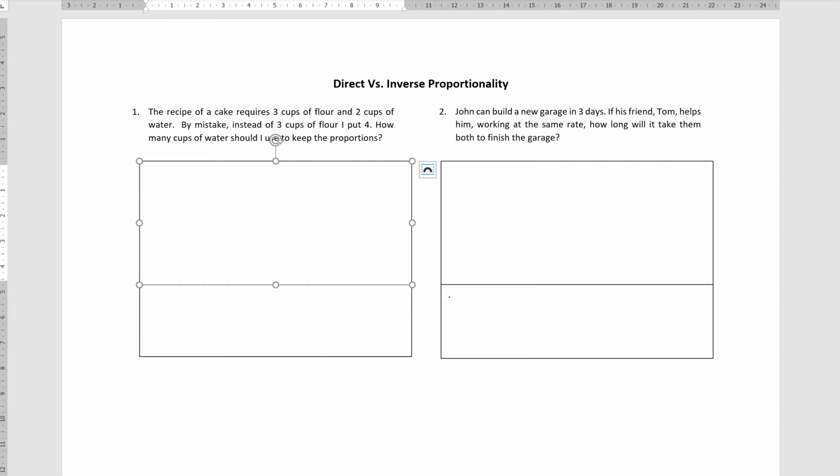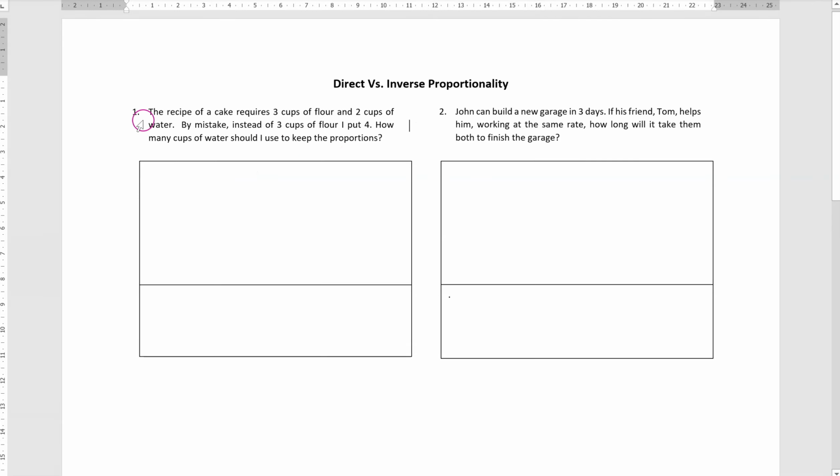In the previous lesson, we've learned about proportions, rates and ratios, and how to find one of their terms. Now we're going to apply that in word problems. In this lesson, we're going to learn about direct versus inverse proportionality. I thought of giving you two examples, two word problems, and let's see how they're different.